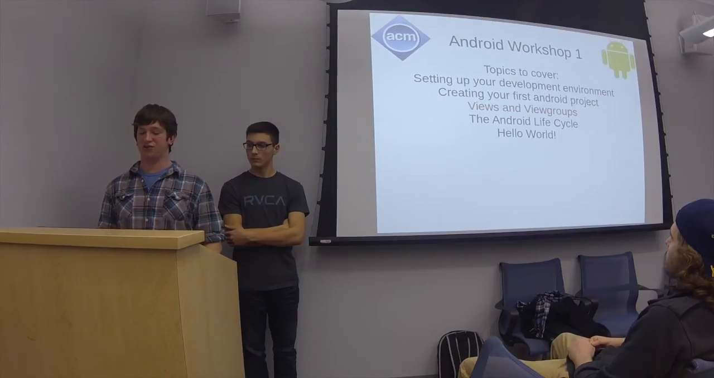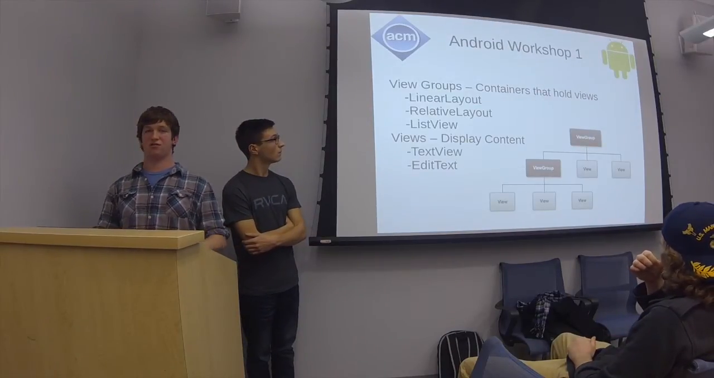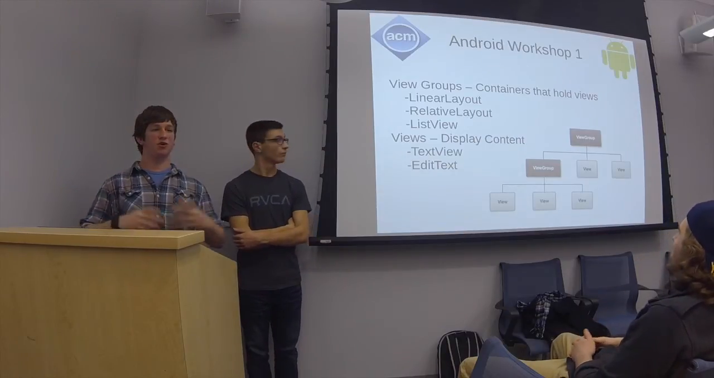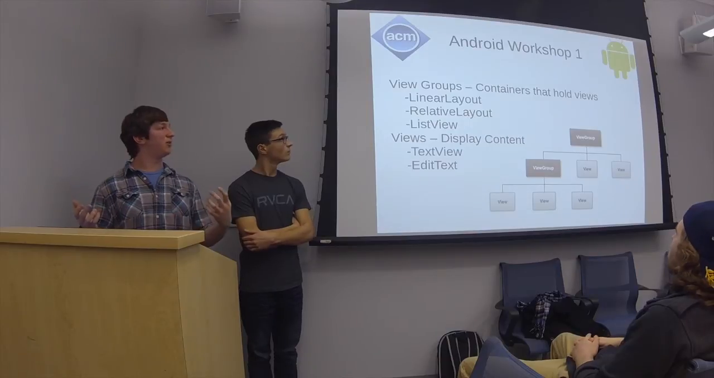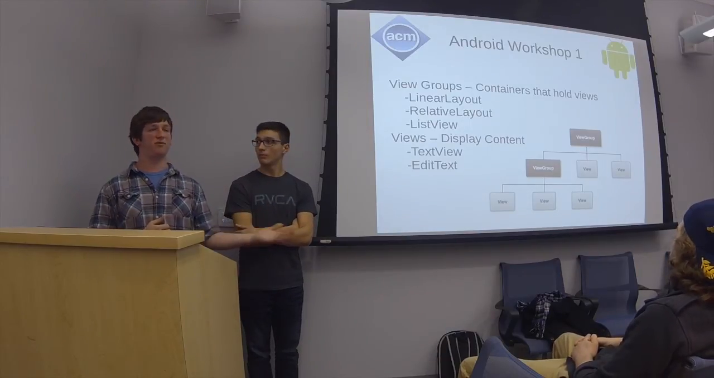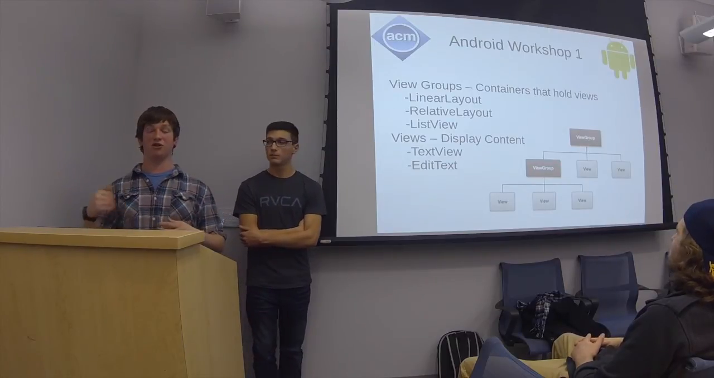All right, so the actual interesting parts. Android has this idea of views and view groups. View groups are containers. They hold things like layouts, for instance linear layout, relative layout. These are all different ways of aligning your UI elements.